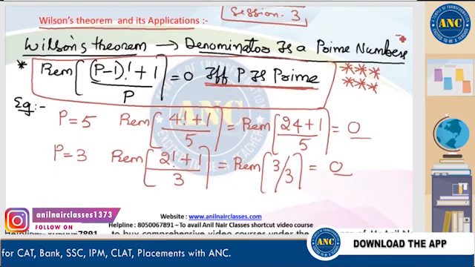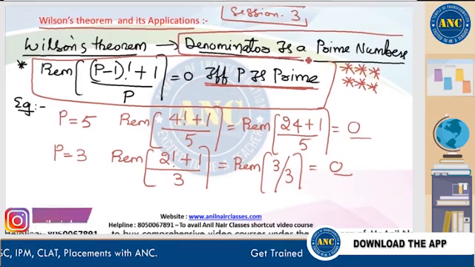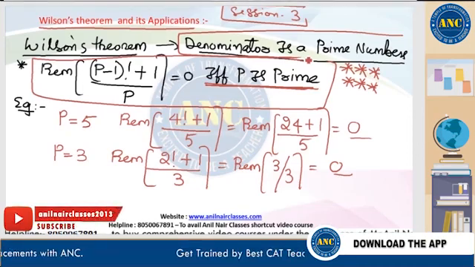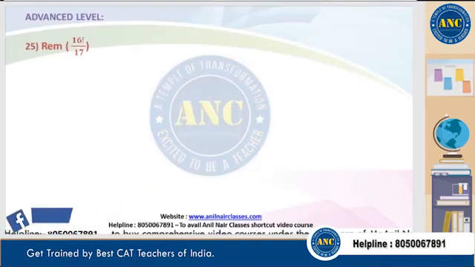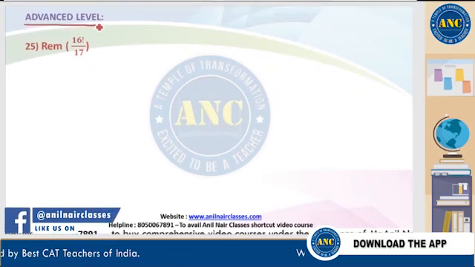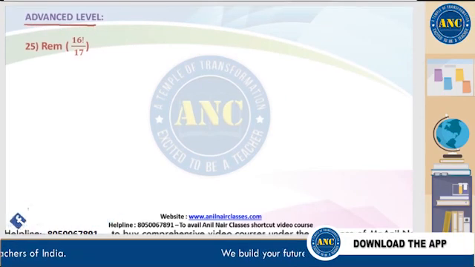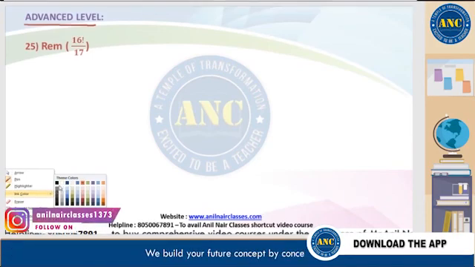Wilson's theorem is applied when the denominator is a prime number. This is the theorem and just basic examples. Now we will get into problem solving. First question. All the questions we are discussing are advanced level questions. Listen carefully.